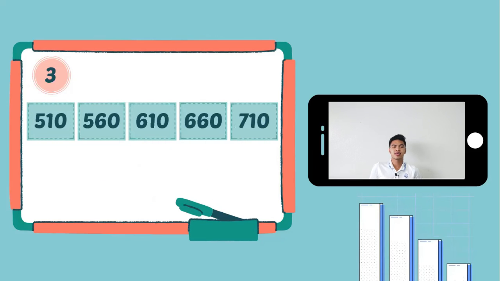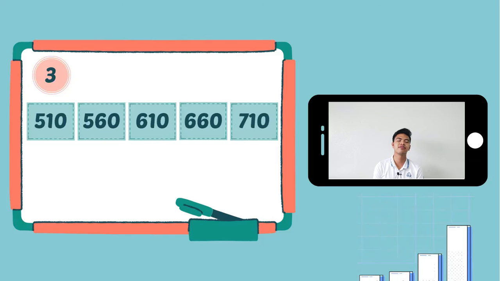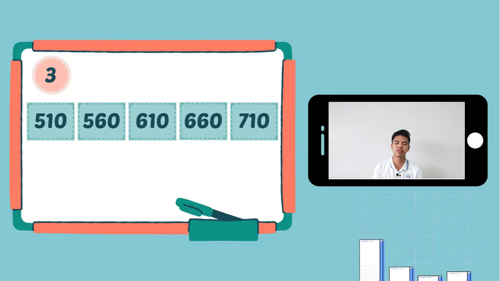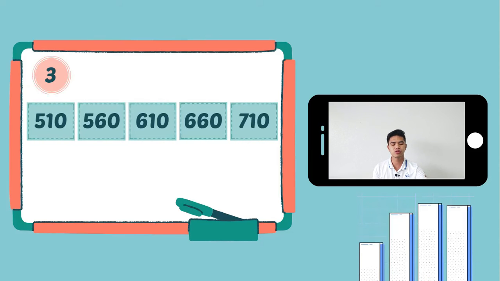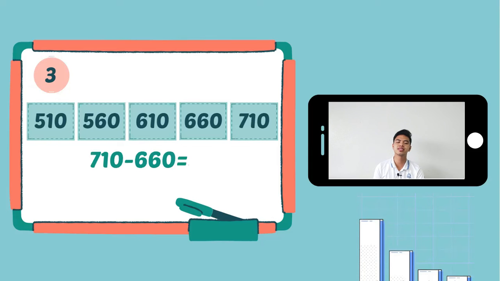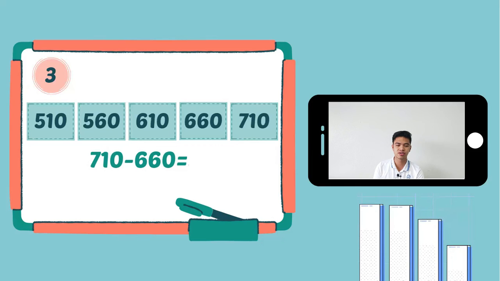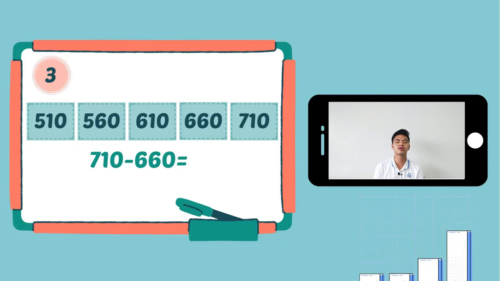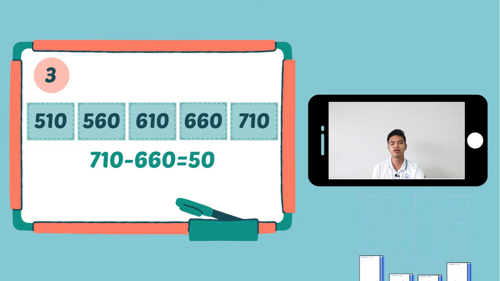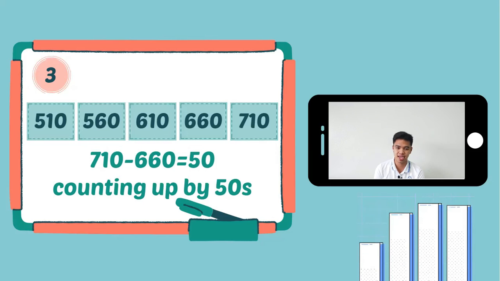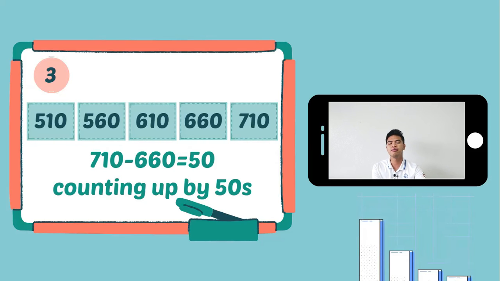So now let's go to the next example. Number 3. We have 510, 560, 610, 660, and 710. So here, to find out the pattern, we're going to compare the last two numbers, which are 710 and 660. So we're going to subtract 660 from 710. So 710 minus 660 is 50. Okay? So therefore, our pattern is counting up by 50. So we're going to write it on our book.